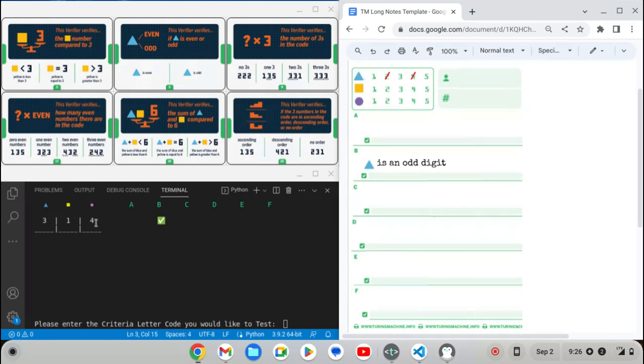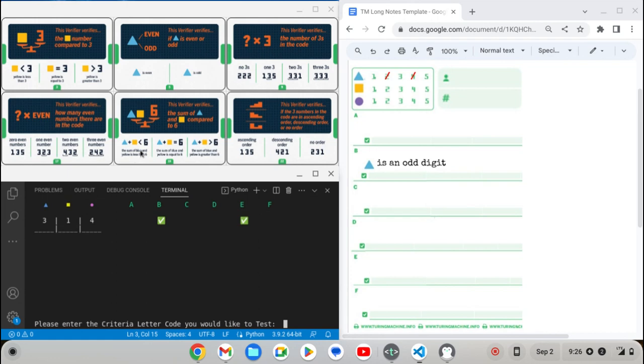Let's see, what else? But I think what I'll do is, let me go ahead and test criteria card E. Okay, so again, the Turing Machine does approve. Notice that my first 2 values in my proposal, 3 and 1, add up to 4, which is less than 6. So that means the Turing Machine confirms that the sum of the first 2 digits is indeed less than 6.